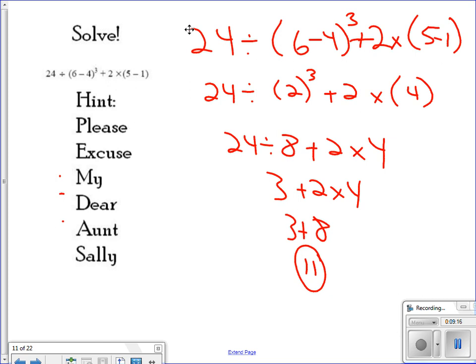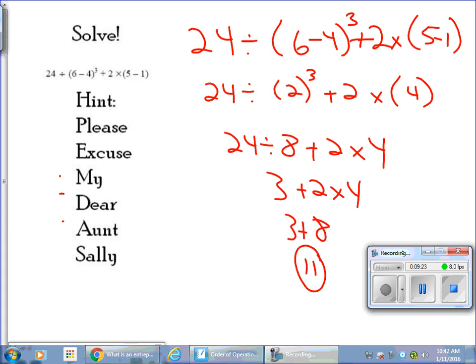Remember, the last steps you're doing are going to be adding and subtracting. First step is parentheses. All right. Good luck with this. I know this is new to some of you. Don't worry. It's easy, and they're actually pretty fun. So I look forward to working with you in class tomorrow.